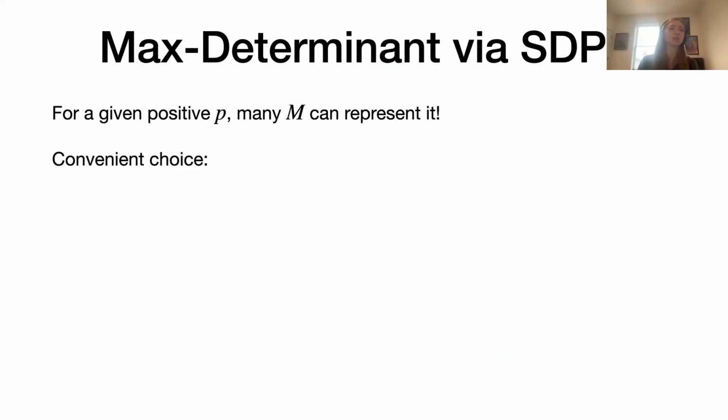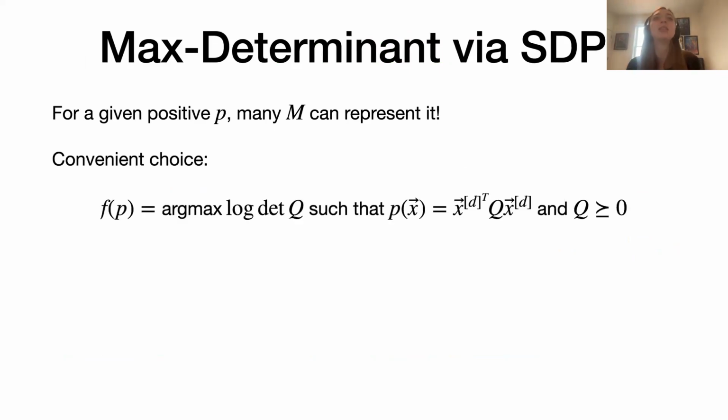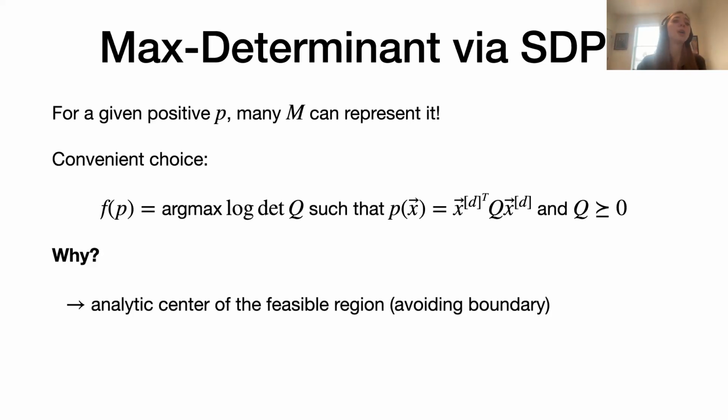And there's a convenient choice that we'll work with in this talk, which is set up as the solution to the following optimization problem. In particular, let's choose the matrix Q, which represents the polynomial P and is positive semidefinite. Those are the basic requirements, but it also has maximal log determinant. You might ask why you should do that. One is that this is established as the analytic center of the feasible region of such matrices, so we're avoiding the boundary. Another thing you can verify is that it has a unique solution if P is positive, so it's all well defined.